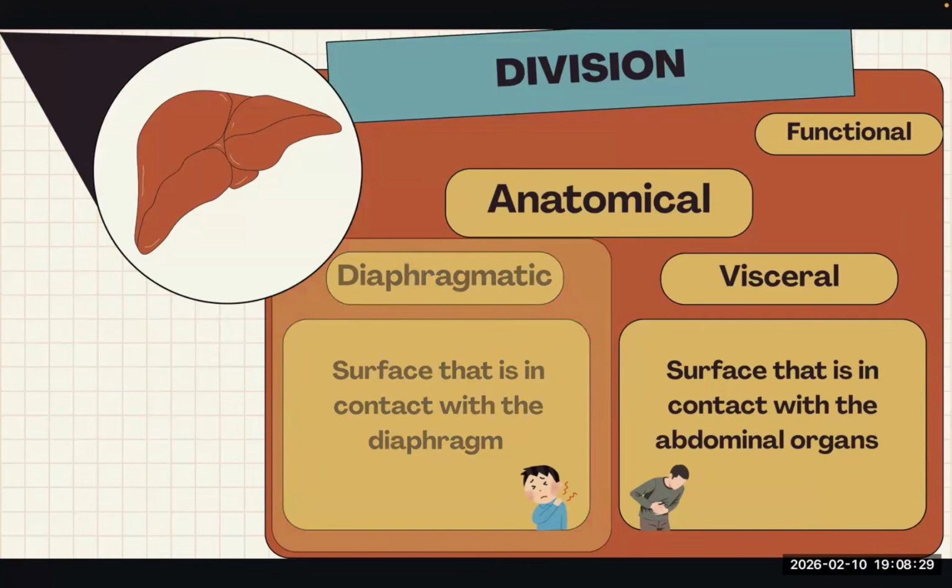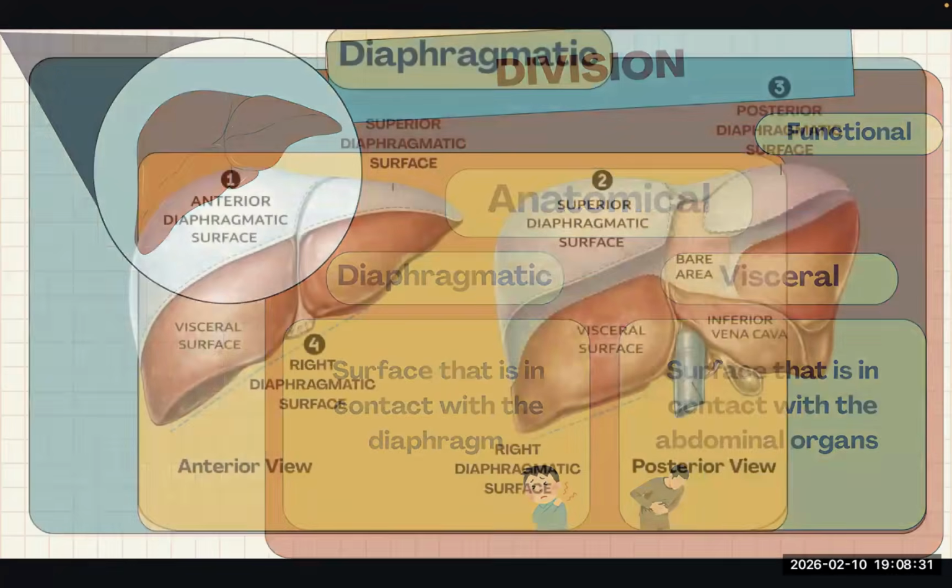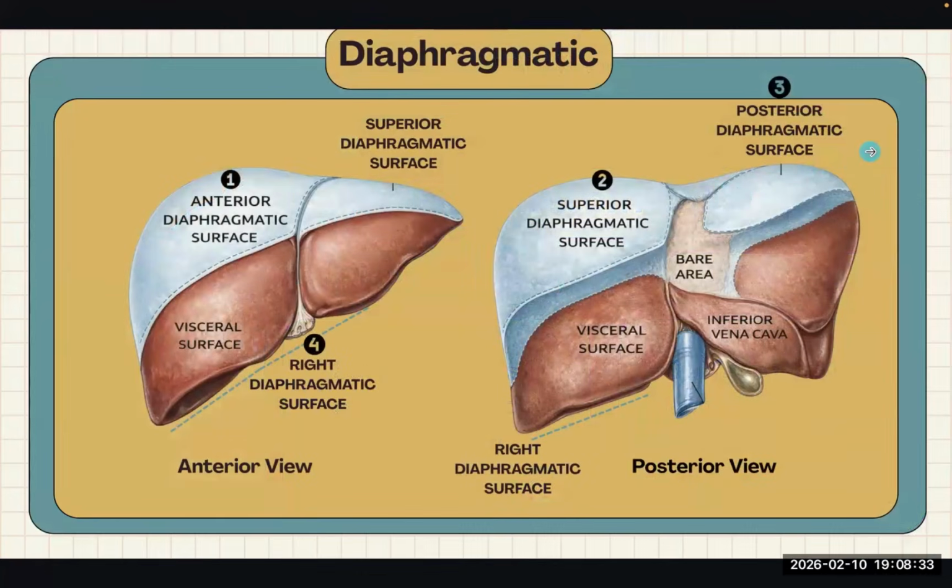Now let's focus on the diaphragmatic part. So this is how it looks. What exactly do you guys have to know? You have to know the names of the different ones. We have the anterior diaphragmatic, the superior diaphragmatic, the posterior, and the right. Based on last year's knowledge, honestly, the names made no sense to me.